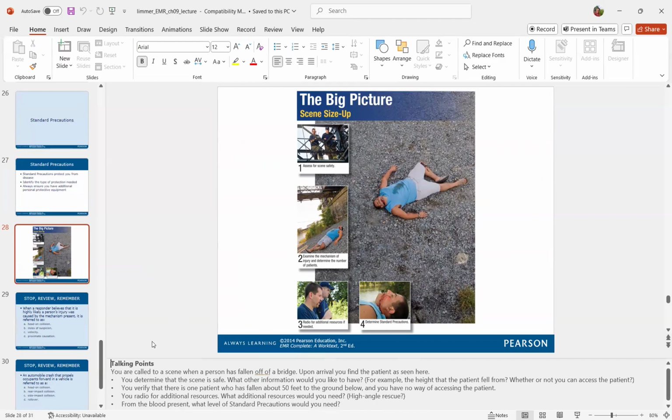All right. This one is your call to a scene when a person has fallen off a bridge. Upon arrival, you find this patient. You determine the scene is safe. What other information would you like to have?